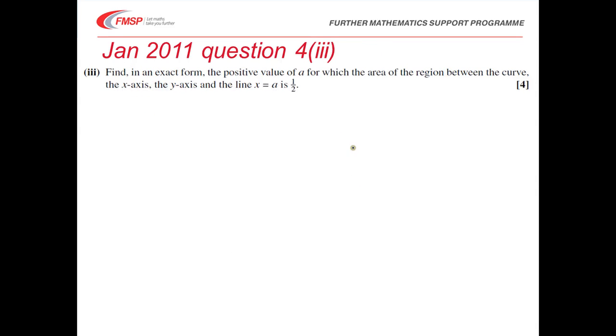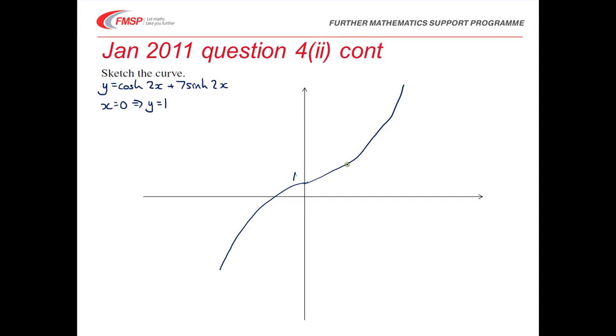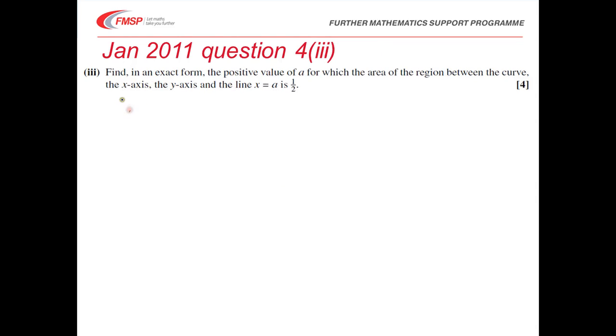Now, find in exact form the positive value of A for which the area of the region between the curve, the x-axis, the y-axis and the line x equals A is a half. Let's look back at our sketch and see where that will be. It's a positive value of A, and it's this area here. So that is just the integral from 0 to A of my curve cosh 2x plus 7 sinh 2x dx, and we want that to be a half.